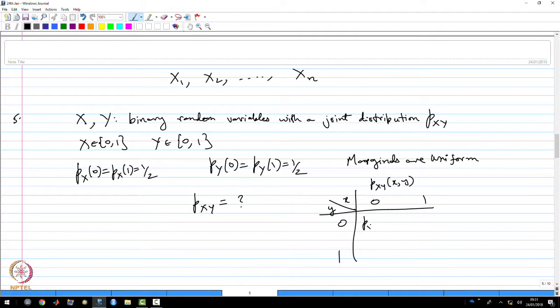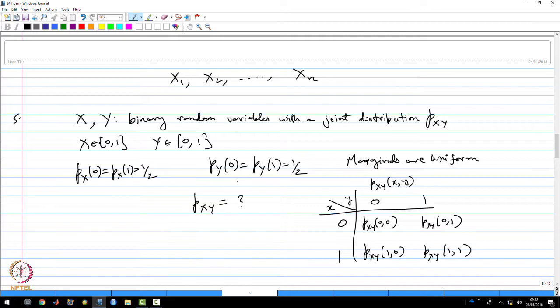Right? So for instance, this would be pxy of 0, 0. This is pxy of 0, 1. No, I should be careful here. I'll put x here and y here. Okay. So pxy of 1 comma 0 and pxy of 1 comma 1. Okay, so a table like this captures the joint PMF.